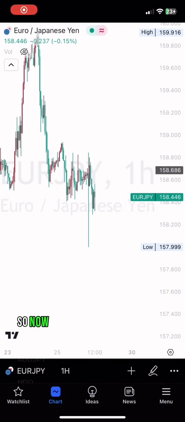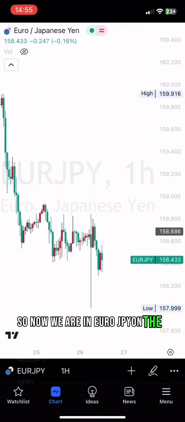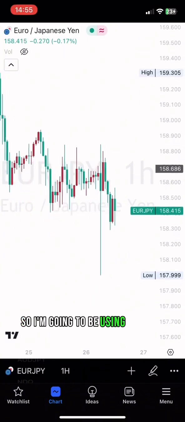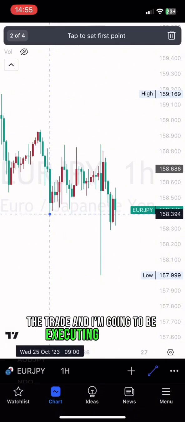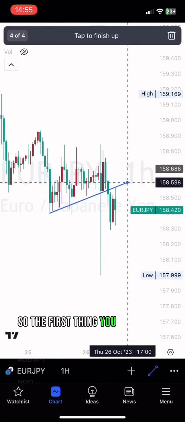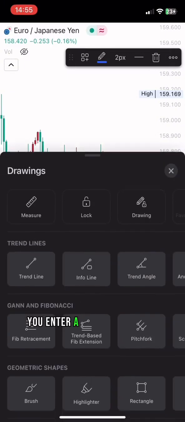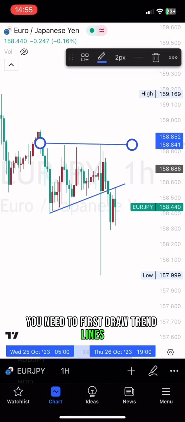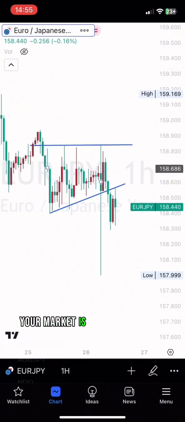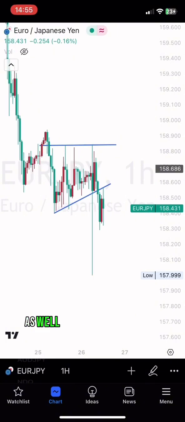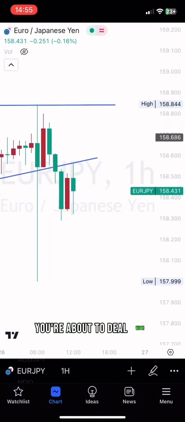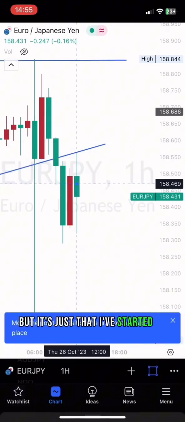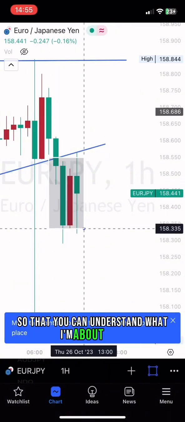So now we are in Euro JPY on the 1 hour time frame. That's where I'm going to analyze the trade. I'm going to be using TradingView to analyze the trade, and I'm going to be executing it in MT5. So the first thing you need to do before you enter your trade is to draw trend lines. Don't use indicators first. You need to first draw trend lines so that you can understand where your market is coming from and where the market is going, as well as understanding the pattern you're about to deal with. You can start in any time frame, but I've started in the 1 hour time frame so that you can understand what I'm about to do.